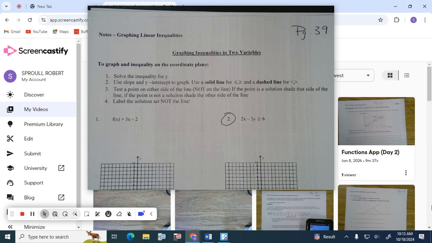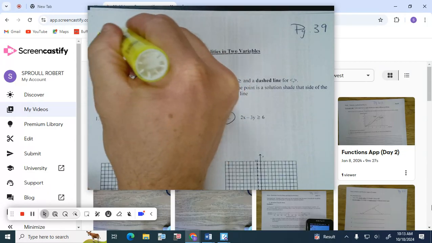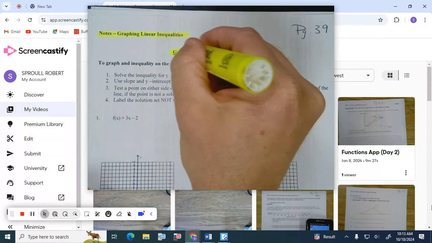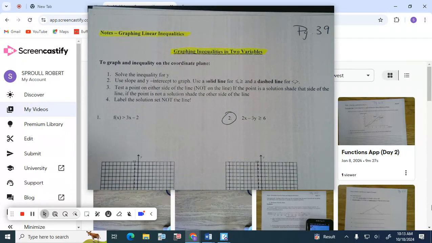Okay, so you should be on page 39, and we are going to be highlighting graphing linear inequalities. Okay, so we're going to be graphing inequalities in two variables today, on a coordinate plane.